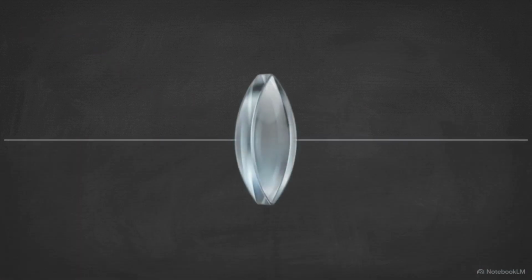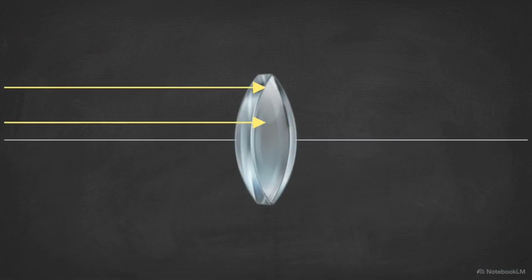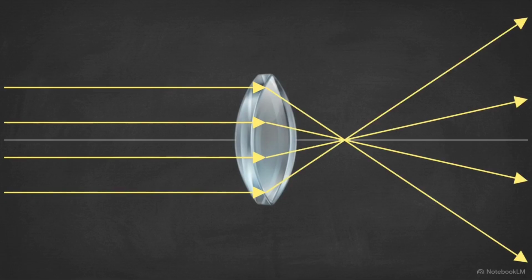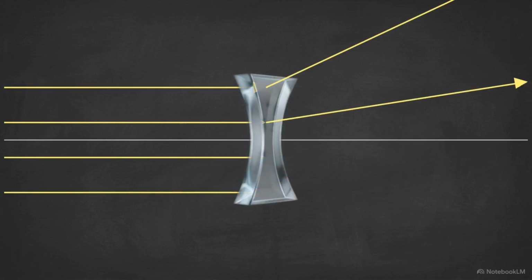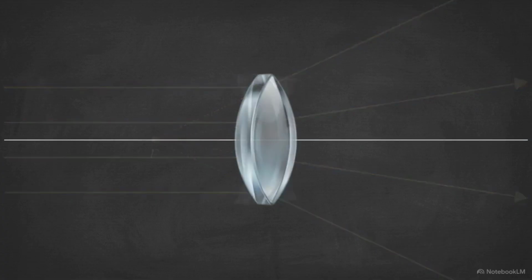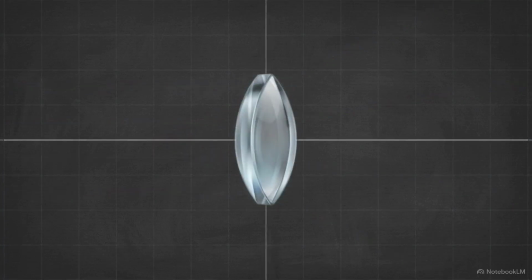Spherical lenses use this exact bending principle to manipulate light. Convex lenses are thicker at the center and are designed to converge parallel incident light rays to a single focal point. If the lens is thinner at the center, it becomes a concave lens, which forces those parallel rays to spread out or diverge.